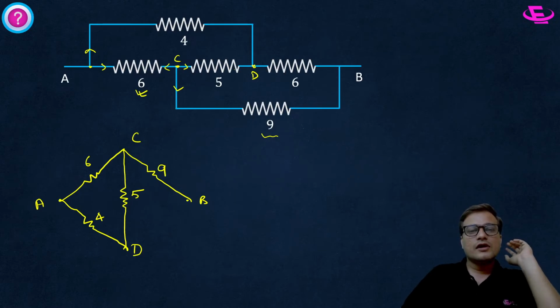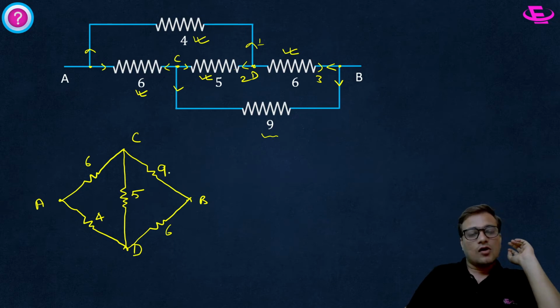Now come to node D, branch number 1, branch number 2, branch number 3. Branch number 1, D and A, you have already taken into account. D and C, you have already taken this. So which one is new? New is just D and B. So come to D and B. D and B, what is the value? 6 ohm. Next come to last node, node B. How many branches? 2 branches. One is between B and D, one is between B and C.